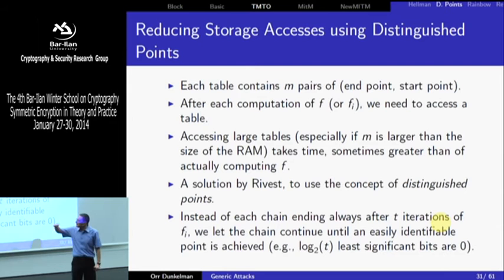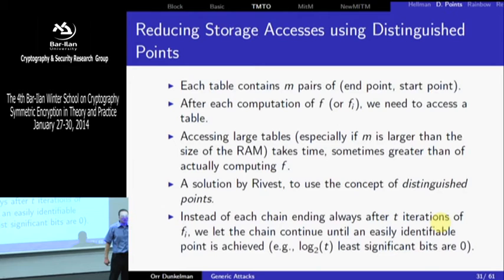If you repeat the hand-waving analysis that I just did, you will see that if you fix log 2 of t bits to be set to zero, the coverages are the same, everything is the same, the online complexity is roughly the same, because if you start with a random point and you move forward until you hit this distinguished point, you do roughly order of t evaluations. There are some deviations, but nothing has changed.